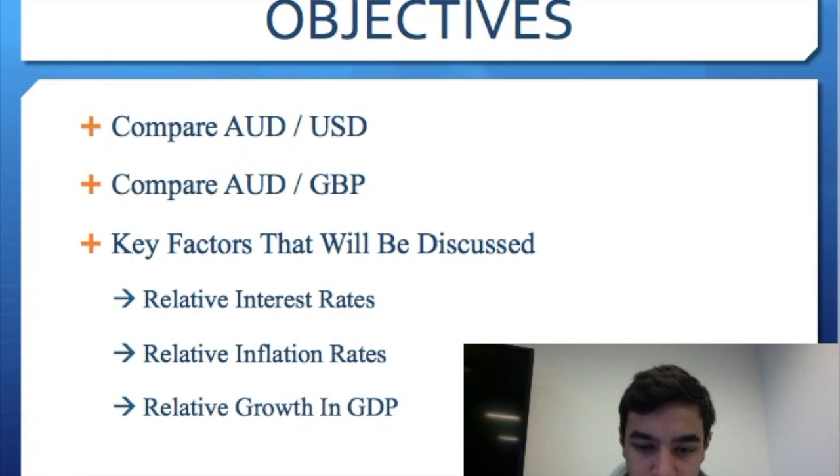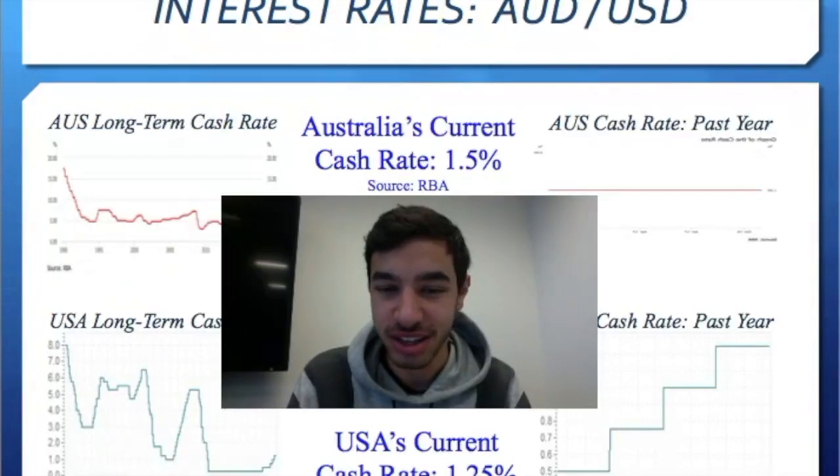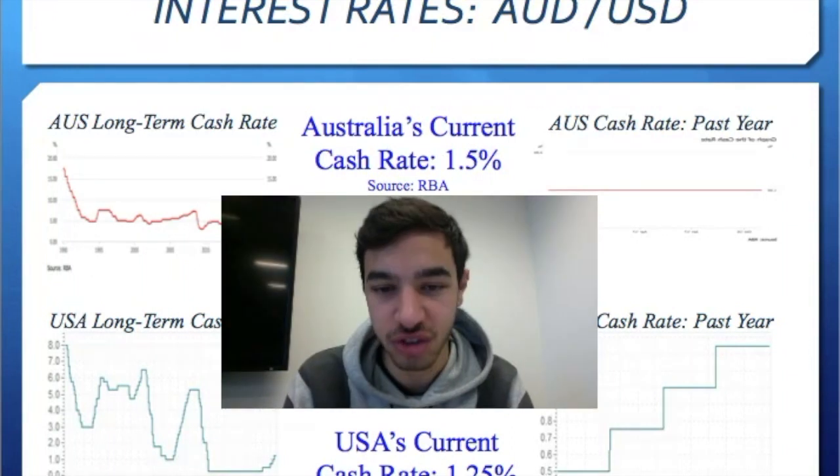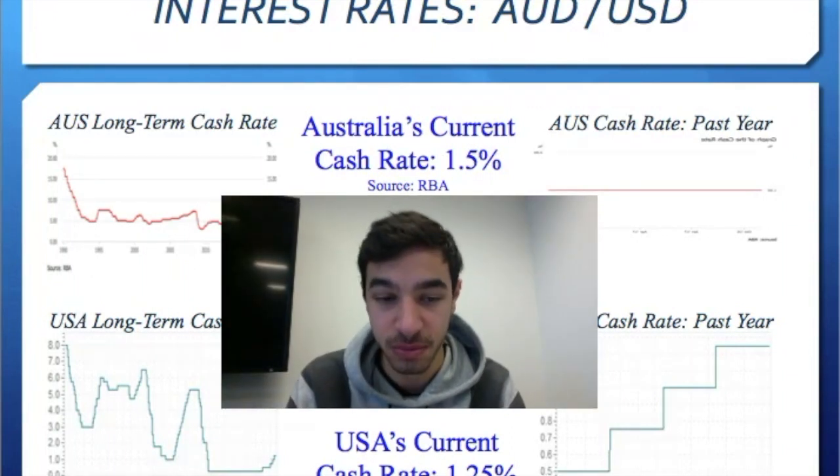According to the RBA, Australia's current cash rate is at an all-time low of 1.5%, which has remained unchanged since August of 2016. Sourced from globalrates.com, as of June this year, America's cash rate is 1.25% and has been on a steady increase since the global financial crisis years ago.